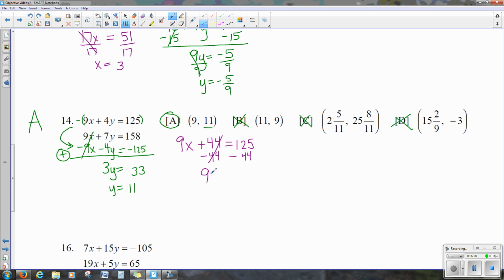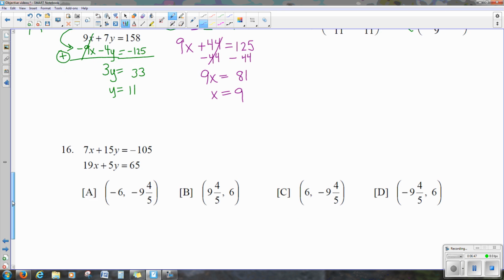So 9x equals 81. Okay, that works out nice. Dividing both by 9, we know that x equals 9. So the x value is 9. Yep, totally checks with what we have. Definitely picking A.